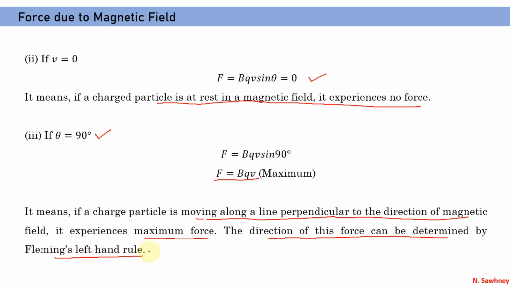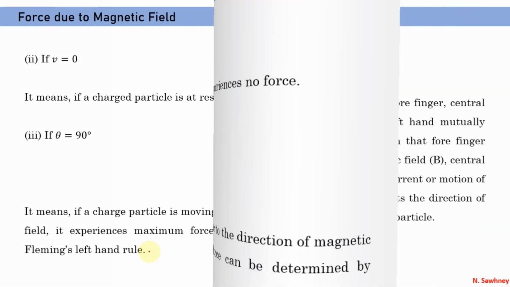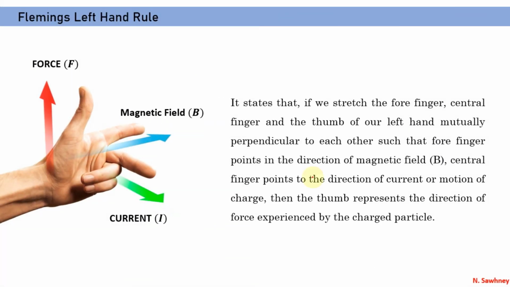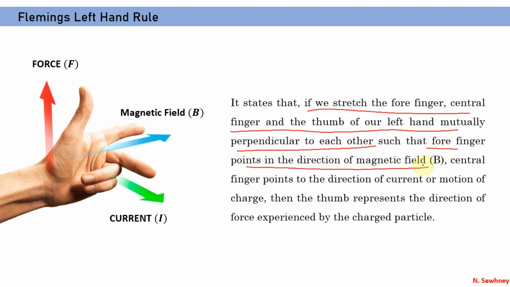Let us study this rule in detail. Fleming's left hand rule states that if we stretch the forefinger, central finger and thumb of our left hand mutually perpendicular to each other, such that the forefinger points in the direction of the magnetic field, the central finger points in the direction of the current or motion of the charge, then the thumb represents the direction of the force experienced by the charge.